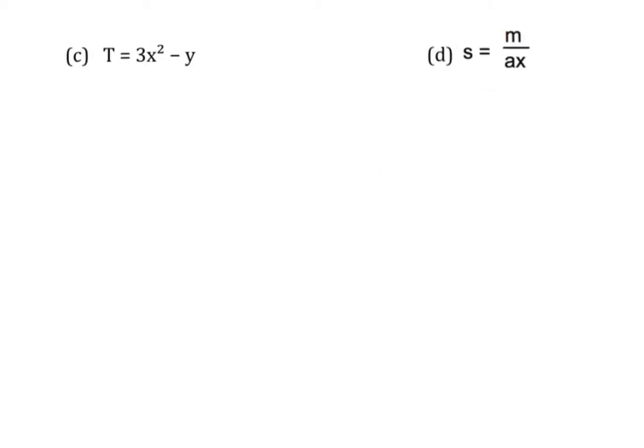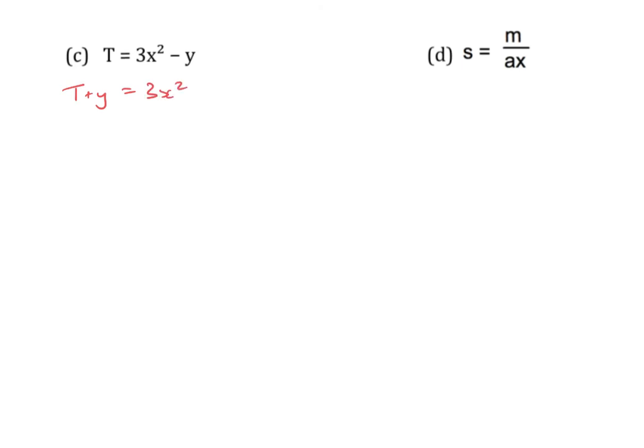For C, we have t equals 3x squared minus y. Again, we are isolating for x. Looking at this, you've got one term, 3x squared, and then you're subtracting y. So let's isolate this 3x squared term first by adding y to both sides. On the left-hand side that will become t plus y, and the right-hand side is going to be 3x squared.